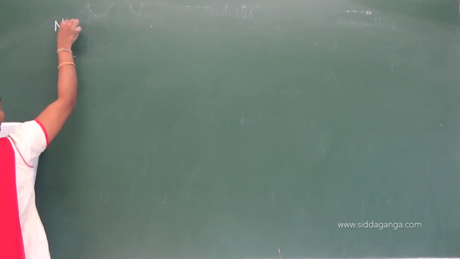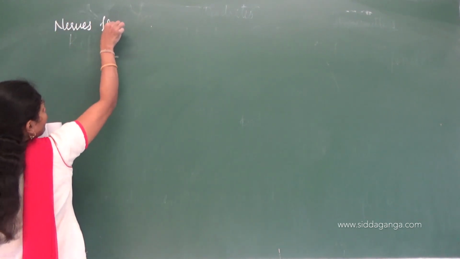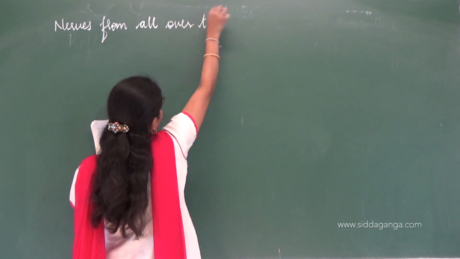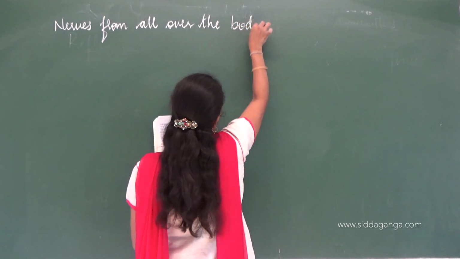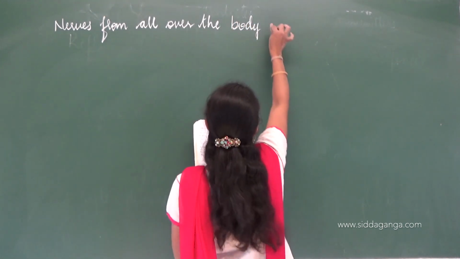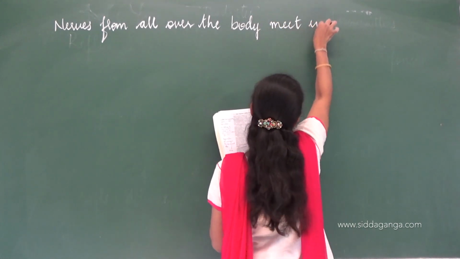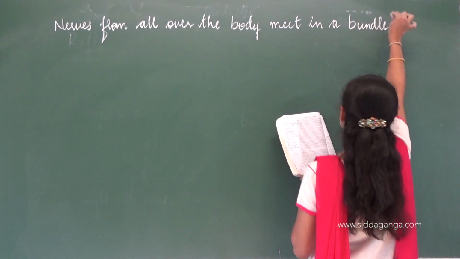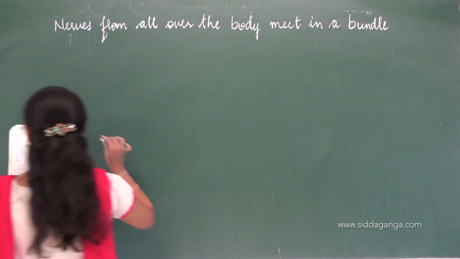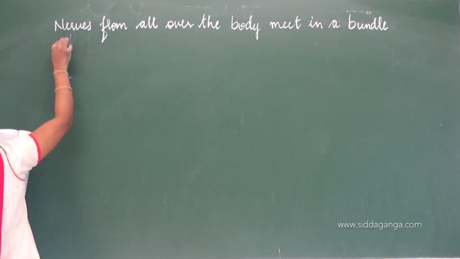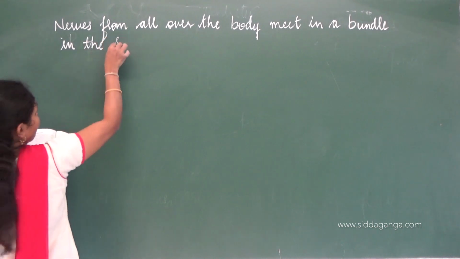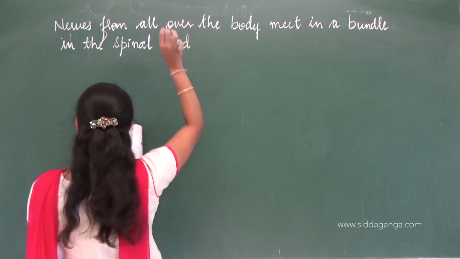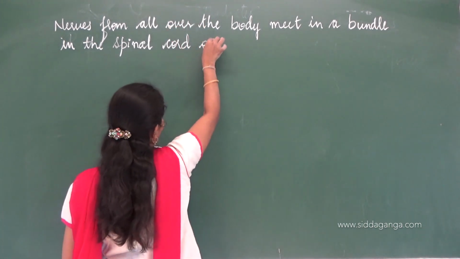Nerves from all over the body meet in a bundle in the spinal cord. They meet in the spinal cord on their way to the brain.